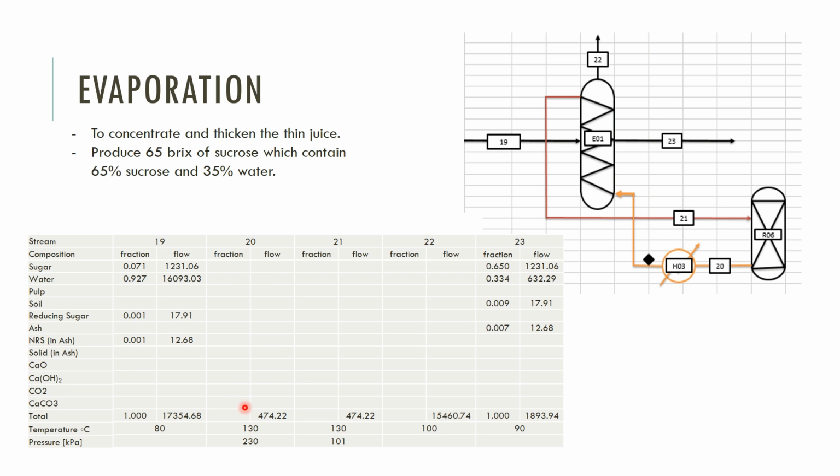The flow rate of the stream in is 474.22, which is the same as the stream out. The temperature of the stream in is 130 degrees Celsius at 230 kilopascal, while the stream out is at a temperature of 130 degrees Celsius and the pressure is 101 kilopascal.